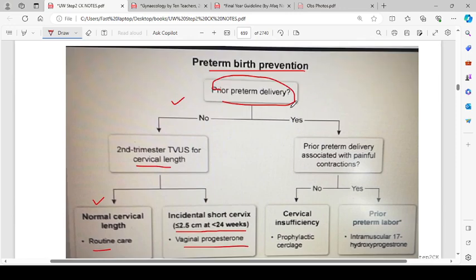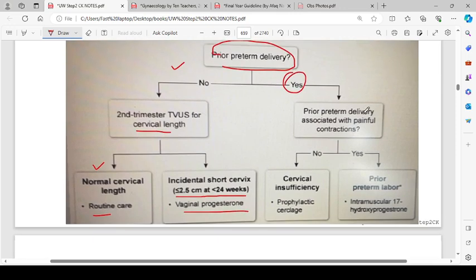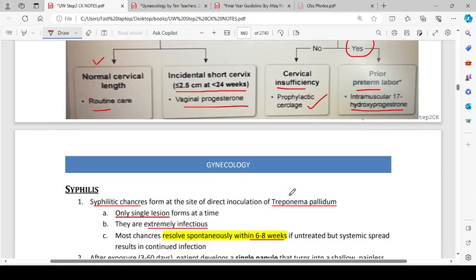If there is a history of preterm delivery, then ask whether prior preterm delivery is associated with painful contractions. If no, then it is cervical insufficiency and we can give prophylactic cerclage. If yes, then it is prior preterm labor and intramuscular 17-hydroxyprogesterone is given.